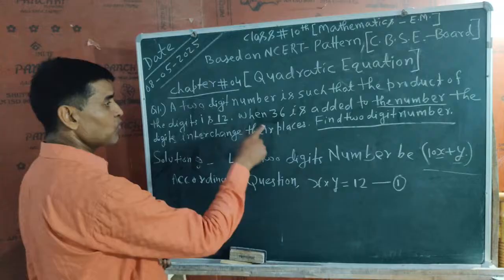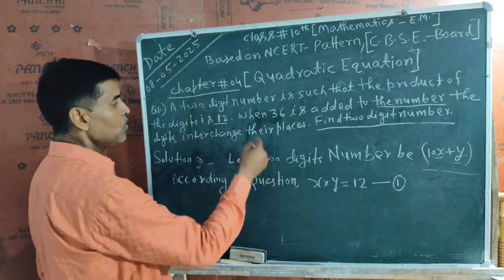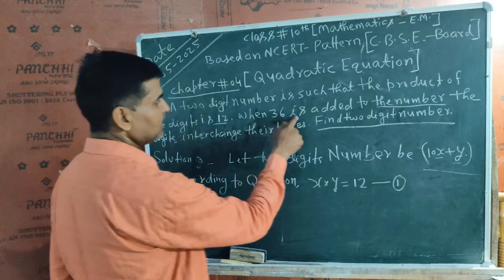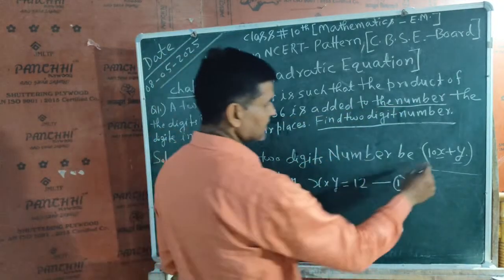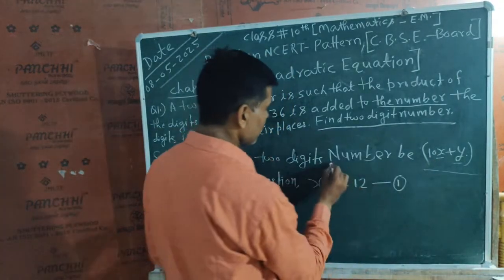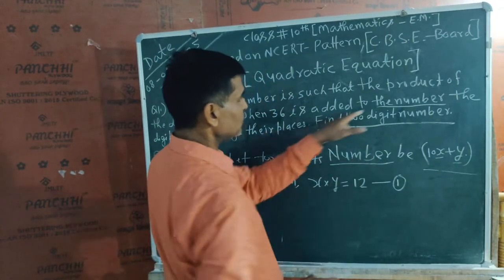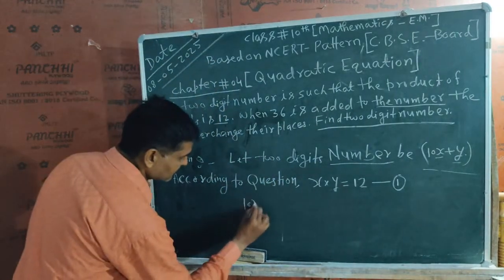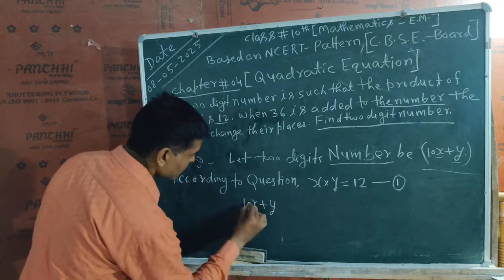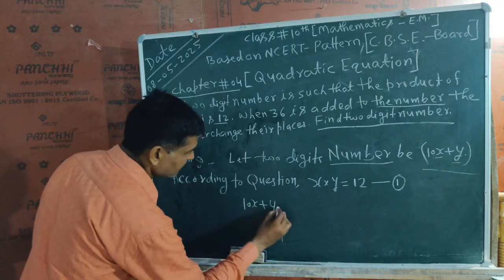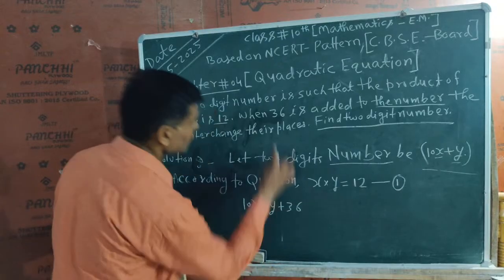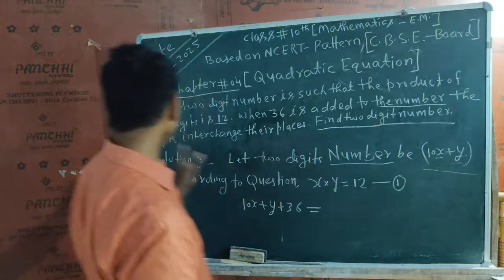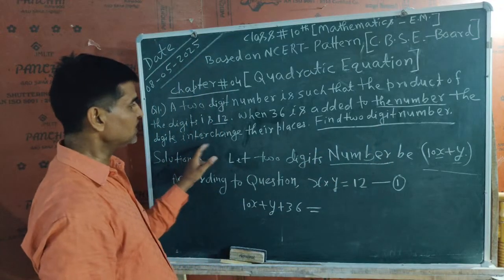Now other information is also given. We have to read it, and after reading, I will write the correct information. When 36 is added to the number, this is the number because I have assumed a two-digit number. So in the two-digit number, it means 10x plus y. In this number I have to add 36, as given in the question, and that will be equal to the number with the digits interchanged.